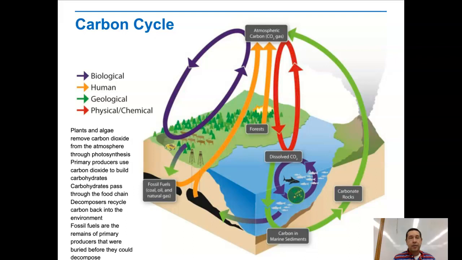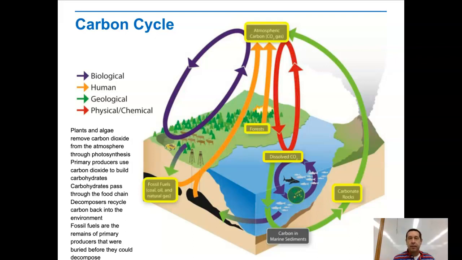Plants and algae remove carbon dioxide from the atmosphere through photosynthesis. Primary producers use carbon dioxide to build carbohydrates. Carbohydrates pass through the food chain as things are being eaten. Decomposers recycle carbon back into the environment when they break down dead and decaying matter. And fossil fuels are the remains of primary producers that were buried before they could decompose. And then carbon gets released back into the atmosphere when we burn those fossil fuels.